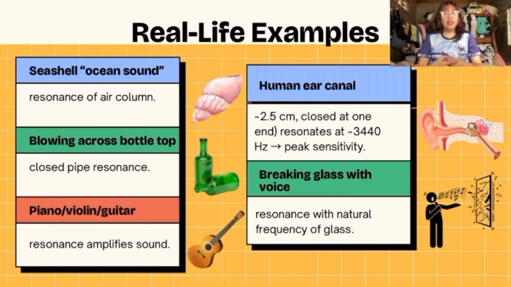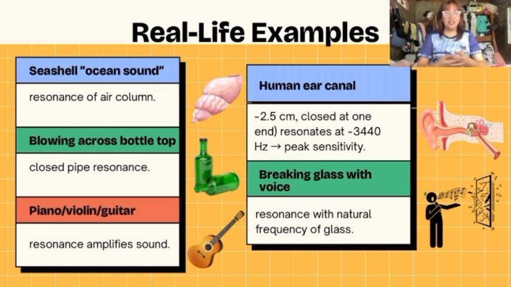Then third, musical instruments. Instruments like piano, violin, and guitar rely heavily on resonance. For example, the strings alone produce weak sounds. That's why if we play an electric guitar without its amplifier, it can hardly produce sound. But the hollow body of the acoustic guitar resonates with the strings' vibration, amplifying and enriching the tone naturally.